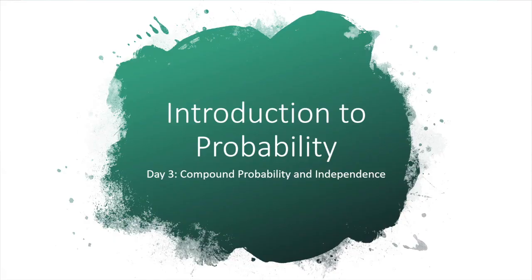Welcome back, everybody. Today we're going to talk about compound probability, which is the probability that is involved when you have multiple events. In addition to compound probability, we will also discuss independent and dependent events and how to determine if two events are independent or dependent.